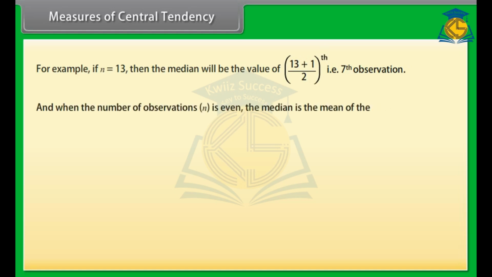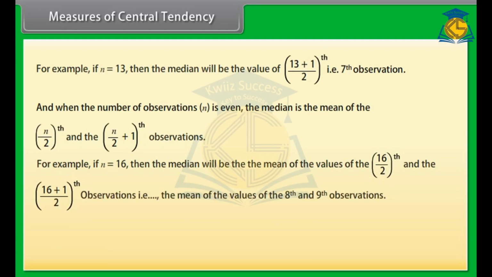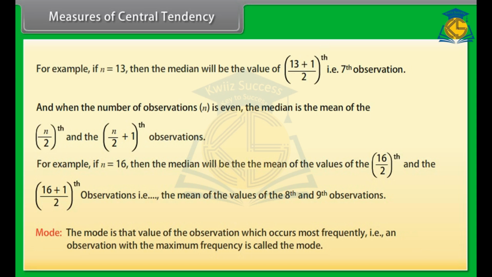And when the number of observations n is even, the median is the mean of the n upon 2th and the (n upon 2 plus 1)th observations. For example, if n is equal to 16, then the median will be the mean of the values of the 16 upon 2th and (16 upon 2 plus 1)th observations, that is, the mean of the values of the 8th and 9th observations. The last one is mode. The mode is that value of the observation which occurs most frequently, that is, an observation with the maximum frequency is called the mode.